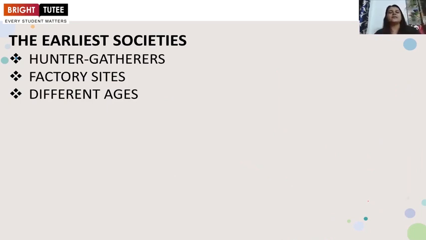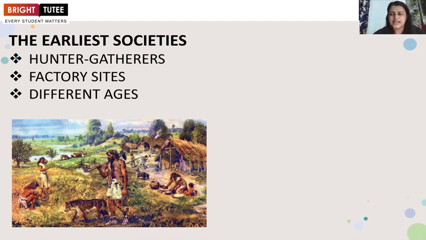Now let's understand the earliest societies. When we look at the earliest societies, the earlier human being was completely a hunter-gatherer. The people used to hunt animals and gather fruits. So it was a long journey. Earlier they were hunter-gatherers. Slowly they started domesticating animals. Then slowly they came to the domestication of plants, agriculture. So very slowly human beings evolved, and their culture evolved.